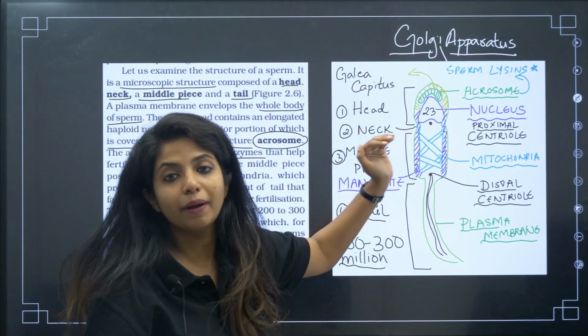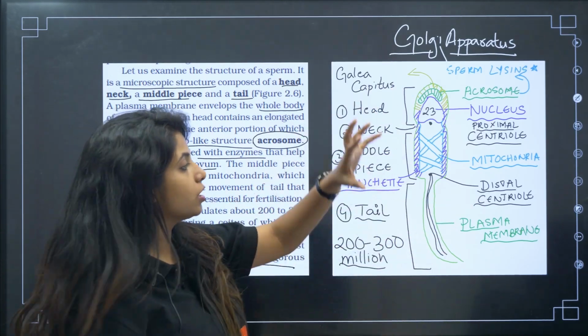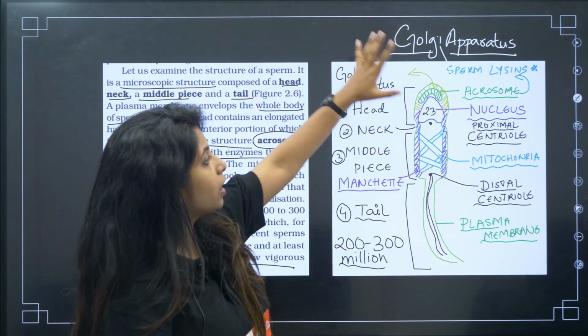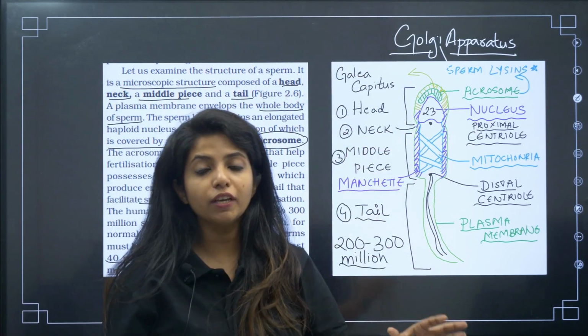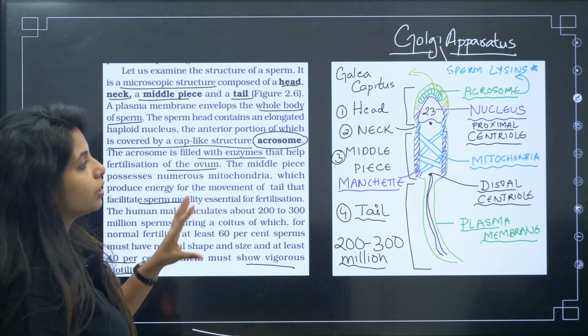Below it you have mitochondria, bands of mitochondria, and then below it you will have a flagellar tail, which is made up of microtubules. So over here, covering the whole body, what do we have? We have the plasma membrane. I hope every piece of information over here is covered.